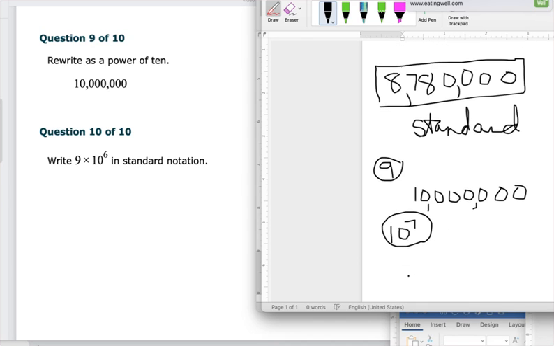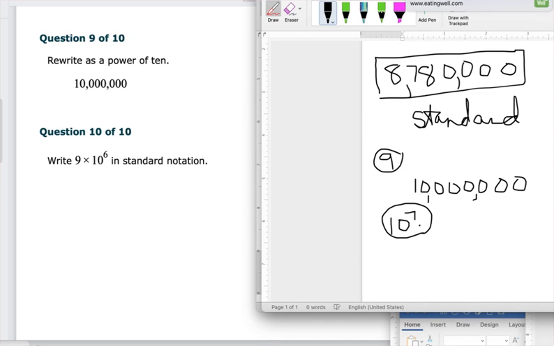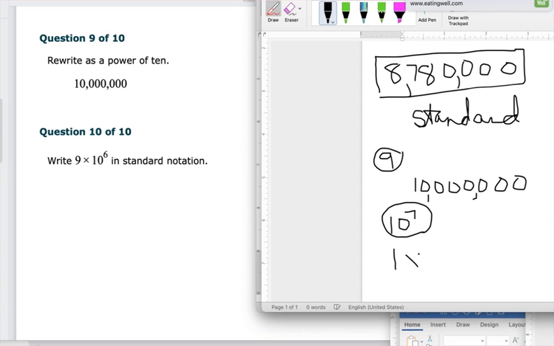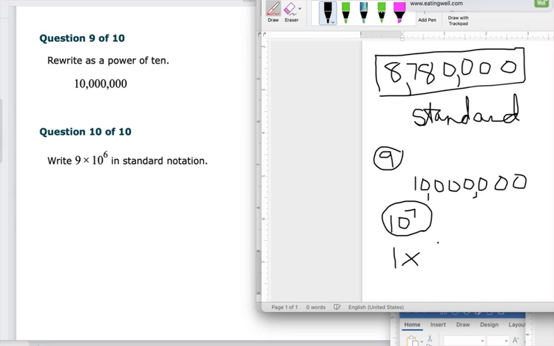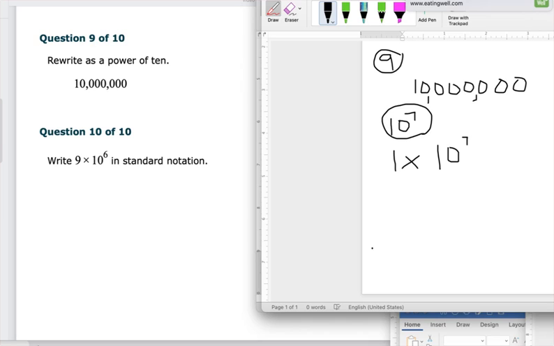Now, that is not technically in scientific notation. For it to be in scientific notation, I would say 1 times 10 to the 7. So that's a little redundant. We would usually just write 10 to the 7th.